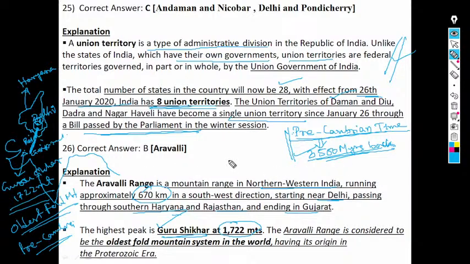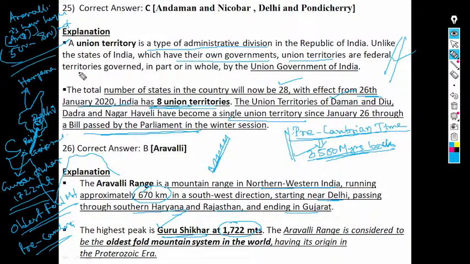Aravalli is the oldest fold mountain. Today, Aravalli has an average height of near about 500 to 800 meters, and within it Guru Shikhar is the highest peak.